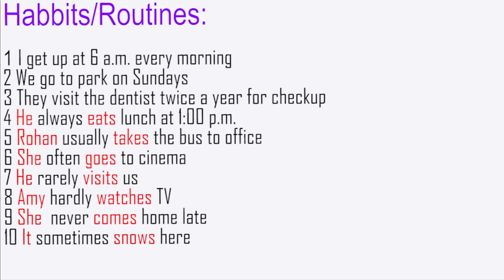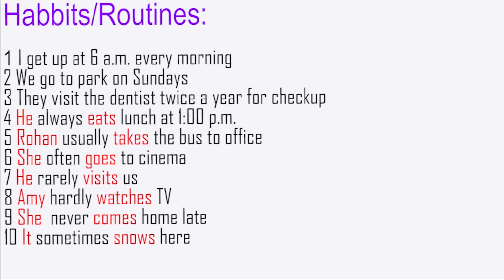First way that we use this tense is to talk about habits and routines. That is something we do repeatedly or frequently. Let's understand through examples. The first example is, I get up at 6 a.m. every morning. So this is something I do every morning, that is repeatedly. I got up at 6 a.m. yesterday. I got up at 6 a.m. today. And I will wake up at 6 a.m. tomorrow. This is a habit for me.